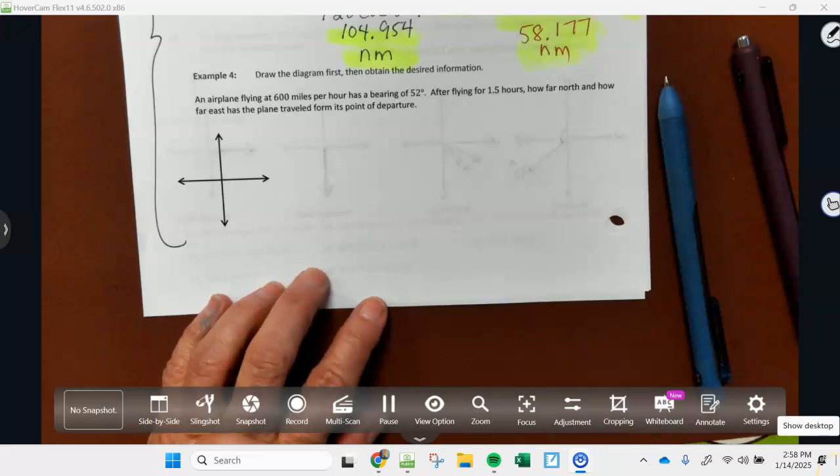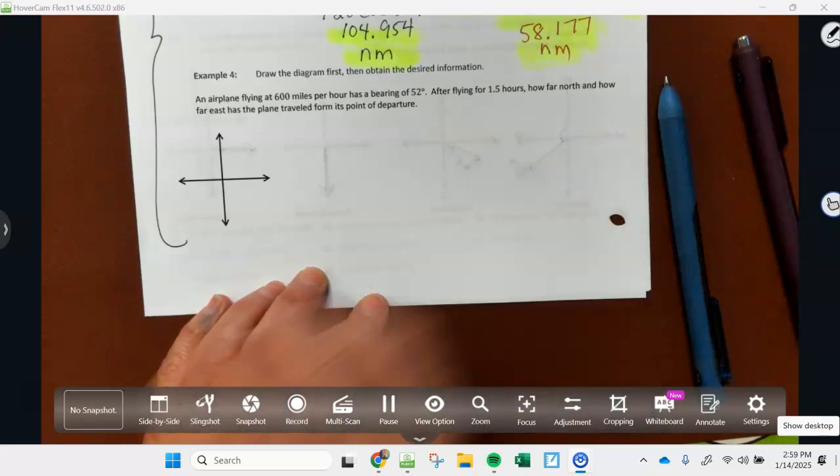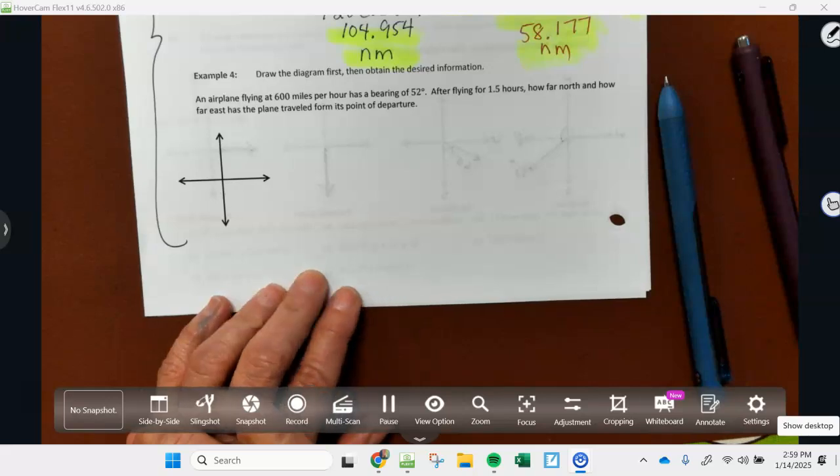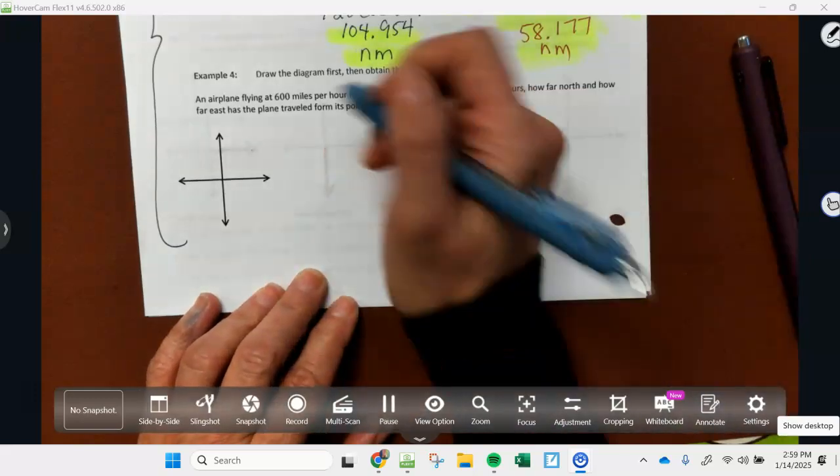Let's take a look at example 4. An airplane is traveling 600 miles per hour at a bearing of 52 degrees. After flying for 1.5 hours, how far north and how far east has the plane traveled from its point of departure?